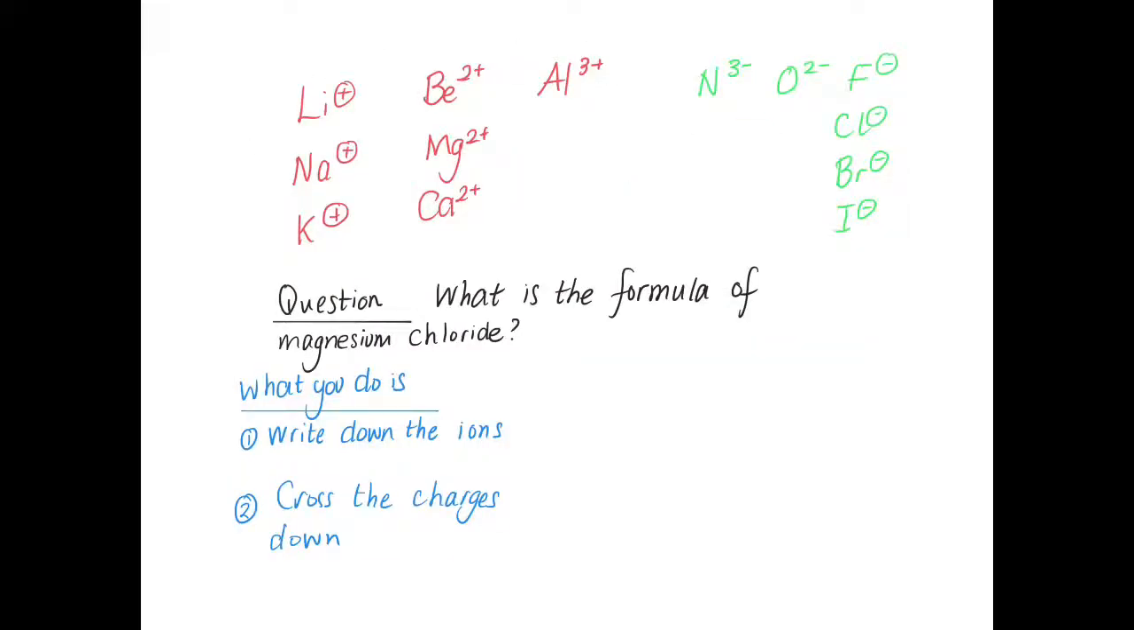So here we have a list of common ions: lithium, sodium, potassium, beryllium, magnesium, calcium, aluminium, nitrogen, oxygen, fluoride, chloride, bromide, iodide. And here's a typical question. What is the formula of magnesium chloride? So we're going to write down the ions that make up magnesium chloride. We know that the formula of a magnesium ion is Mg2+, and we know the formula of a chloride ion is Cl-.